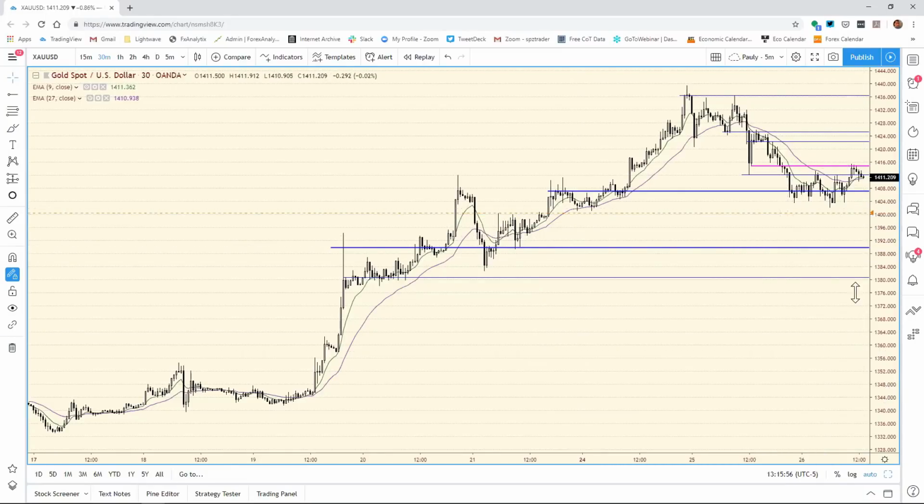But I think, like I said, we may need to take a pause. We had an incredible run here already, so I think the door may be open for us to pull lower. And I'm looking for 1390 here.